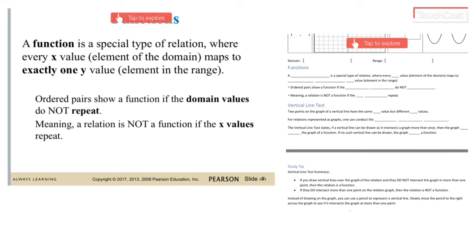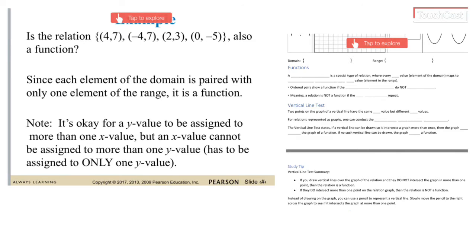If they do, then you do not have a function. So you're looking to see if your x values repeat. And so if they do, then it's not a function. So looking back at our example from before, if we look at these ordered pairs, we're looking to see if the x's repeat. And if they do, then it's not a function. And so we look at 4, -4, 2, and 0. None of those repeat. So yeah, this is a function.